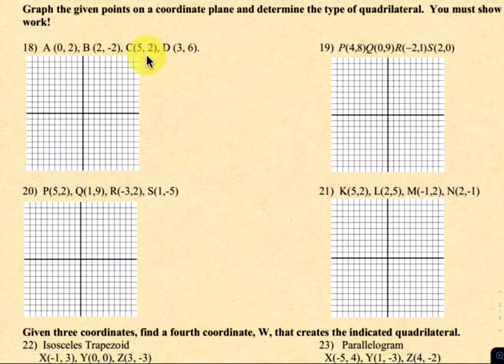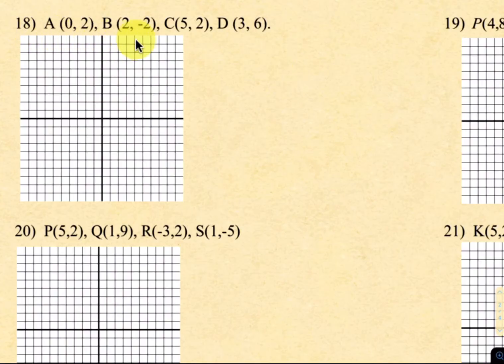Alright, for these next few problems, it says graph the given points on a coordinate plane and determine the type of quadrilateral. You must show work. Alright, so for number 18, we want to plot the points. So let's go ahead and do that. Alright, there are the points, and we've connected the dots to assume here that this is going to be a parallelogram. But we need to go through the steps to prove it.